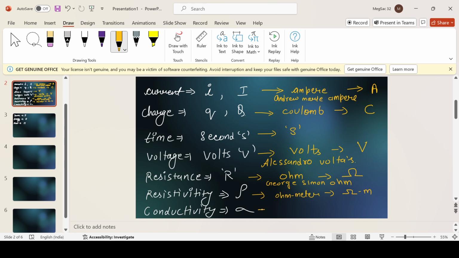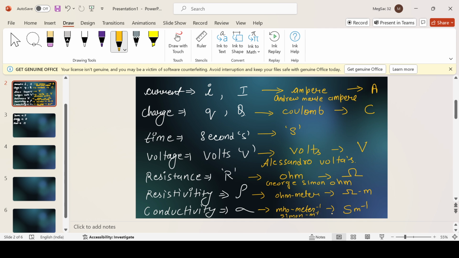Resistivity is ohm meter. Now conductivity is the reciprocal of resistivity. So what will it be? It will be mho per meter, mho meter inverse, or we can write it as Siemens per meter, Siemens meter inverse.